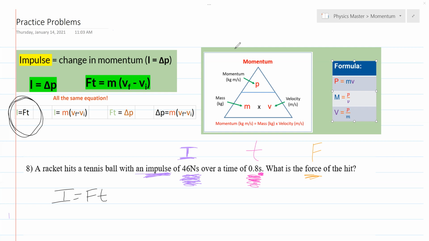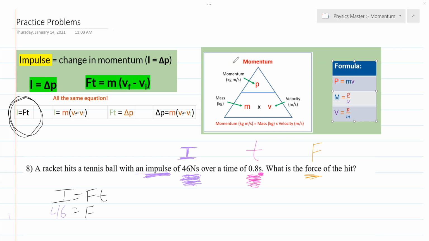So we're going to plug in 46. So we got that written in. Anybody see a number for F? I don't see a number for F either. I'll leave it as F.